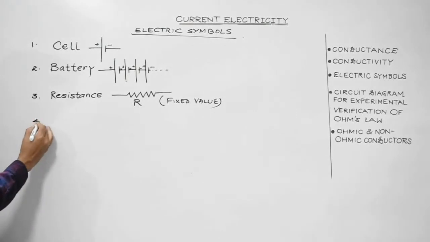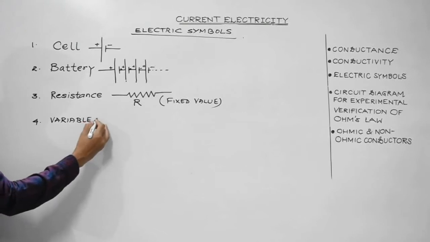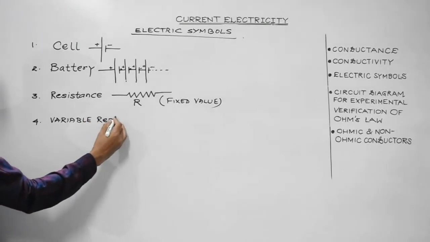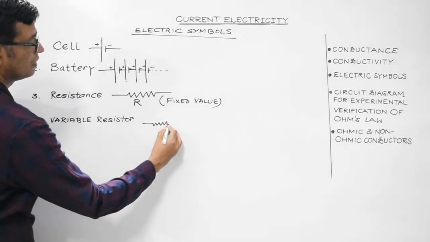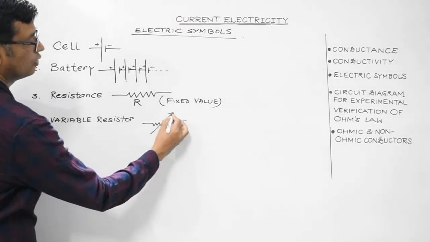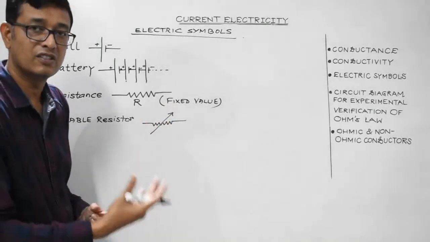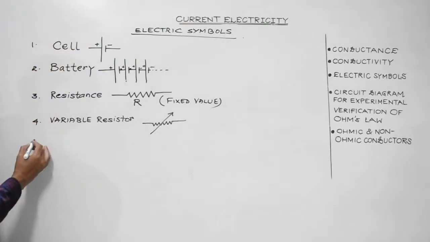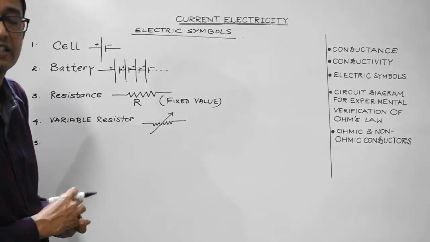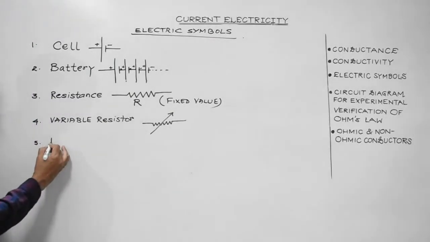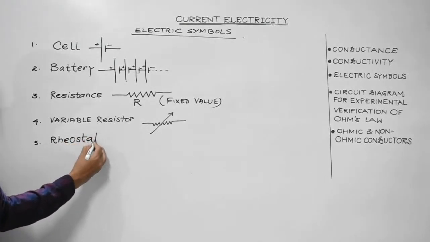Right? And what about a variable resistor? Variable means whose value can be changed. So it is symbolically represented like this. Just this arrow. This arrow indicates that the resistance of this particular resistor may be changed, right? There's another simple device which is used to vary the value of the resistance in a circuit, that is known as a rheostat.